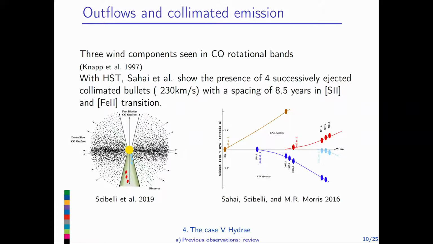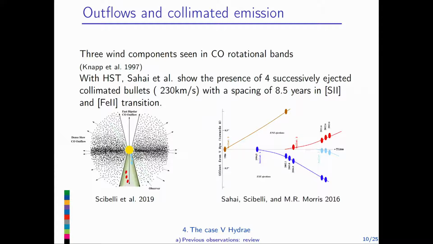That's what is done on this plot. You have the time here and the offset from V Hydrae. And what they show on this plot is that a bullet is emitted every 8 years. So the first one in the 80s, the second one 8 years later in the 90s in that direction, a third one, and the fourth one.